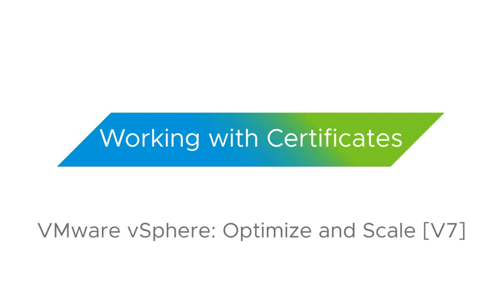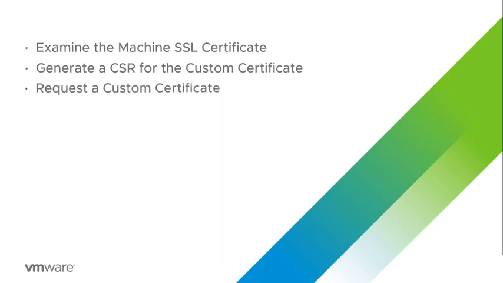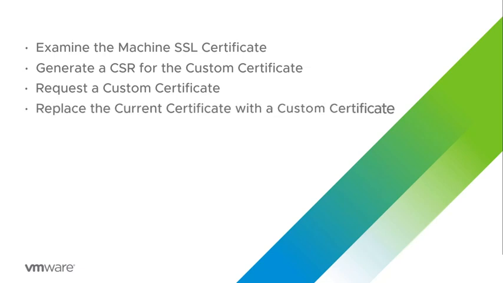At the beginning of this lab, we already need to be familiar with the concept of PKI certificates in VMware vSphere. In this lab, we will examine the machine SSL certificate, then we will generate a certificate signing request for the custom certificate. After that, we are going to request a custom certificate, and finally, we are going to replace the current certificate with a custom certificate.